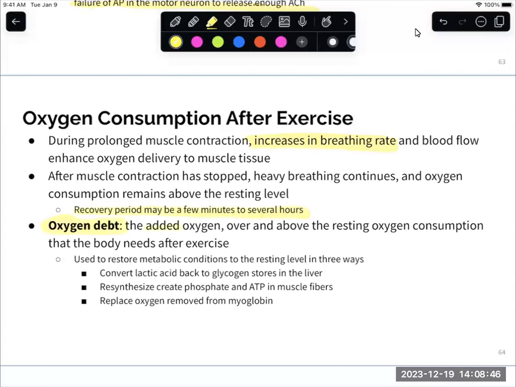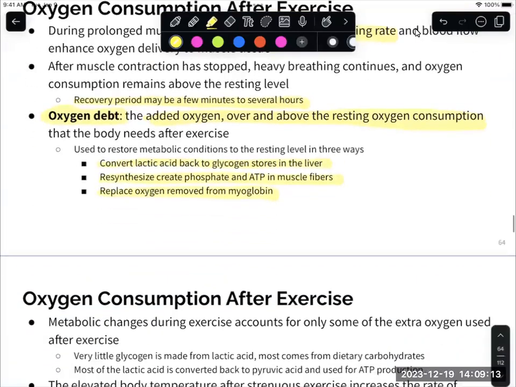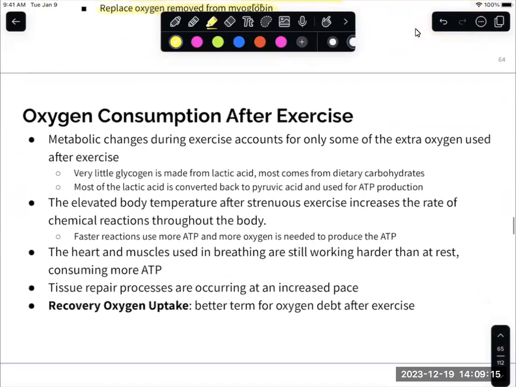So we're trying to restore oxygen levels to our muscles, restore that myoglobin where we store that oxygen. We're trying to convert that lactic acid back to glycogen in the liver. We need to remake creatine phosphate, and we need to replace that oxygen from that myoglobin. This is all happening after we finish exercising.